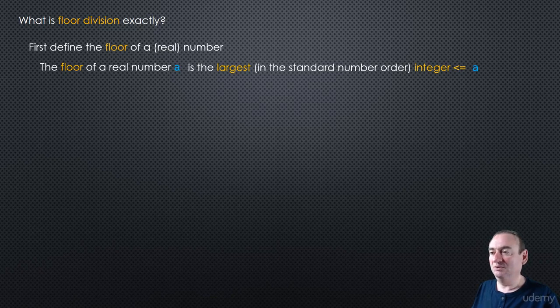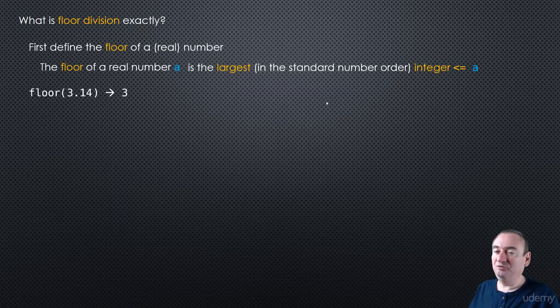And that's really important to understand, and you'll see why in a bit. But it is the largest in the standard number order, right? So if you draw out a number line, then you look at the number on the number line and you find the largest, which means to the left of it, the largest integer less than or equal to the number you're looking at, okay?